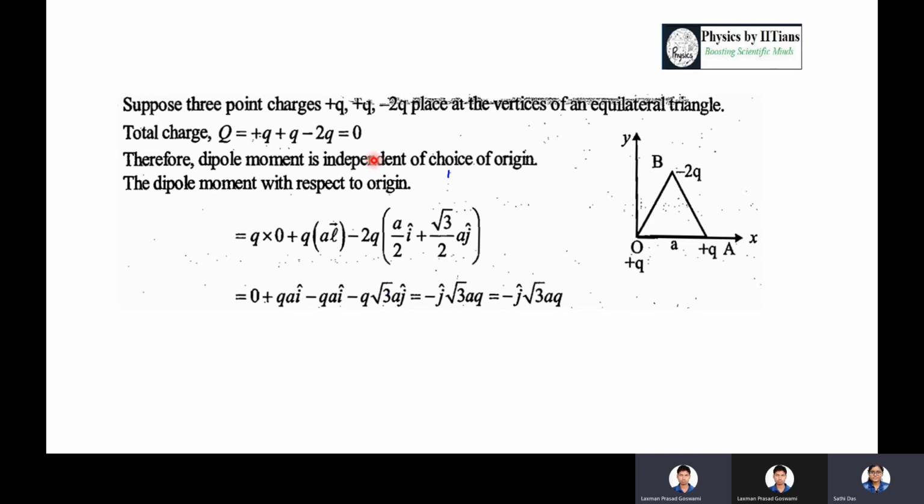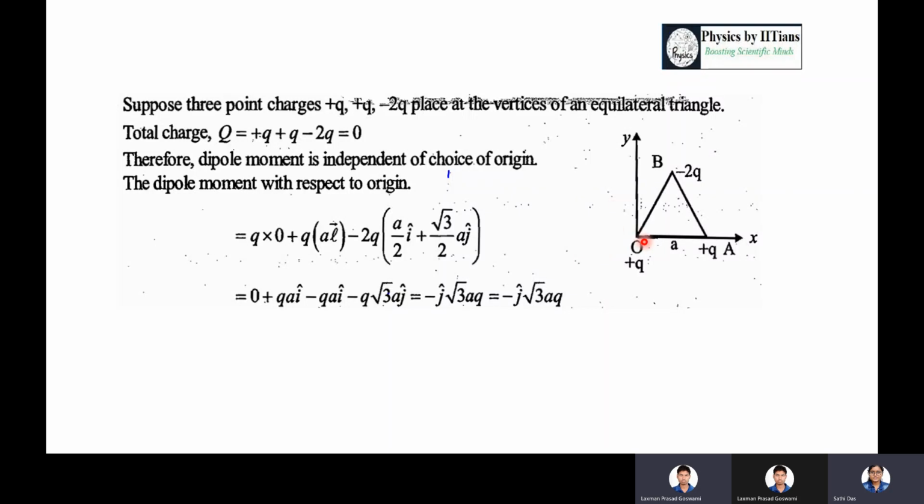Okay, the first question that we shall discuss is, suppose 3-point charges, that is plus q, plus q and minus 2q, are placed at the vertices of an equilateral triangle. So what will be the dipole moment for this configuration? Here we are taking this plus q charge, this plus q charge, and this minus 2q charge. Now first you should calculate the total charge, that is capital Q, which is plus q plus q minus 2q, that is 0. So the dipole moment is independent of the choice of origin.